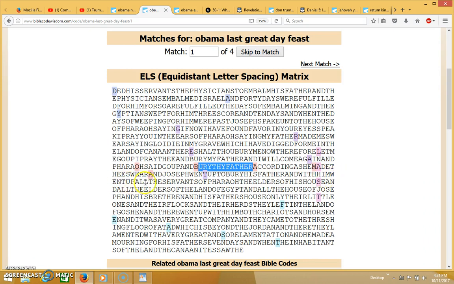With him went up all the servants of Pharaoh, the elders of his house, and all the elders of the land of Egypt, and all the house of Joseph and his brethren, his father's house. Only their little ones and their flocks and their herds they left in the land of Goshen, and there went up with him both chariots and horsemen, and it was a very great company. And they came to the threshing floor of Atad, which is beyond the Jordan, and there they lamented with a very great and sore lamentation. And he made a mourning for his father 7 days. And when the inhabitants of the land, the Canaanites, saw, and that's where the matrix ends.